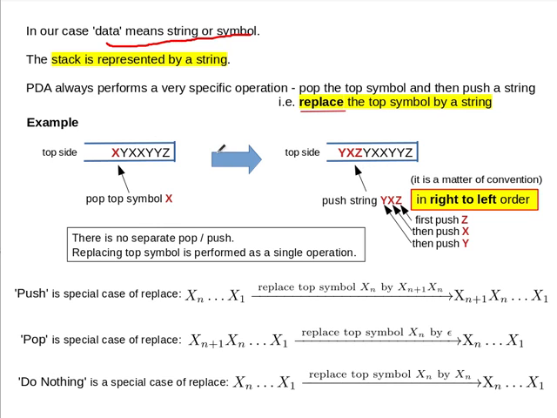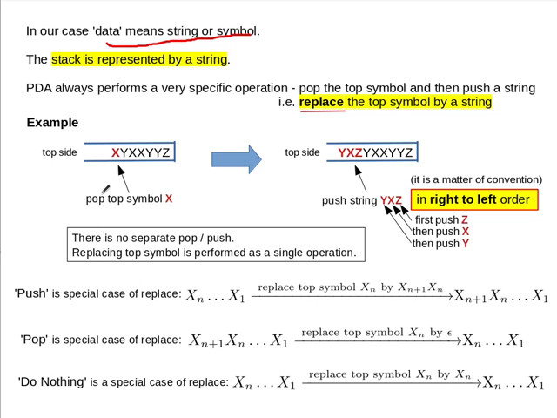Now this operation is general enough to accommodate push or pop separately, but in a PDA we will always use this replace operation. So what is happening? We are replacing the top symbol by this string. Now in general, this is the general scenario: you just replace one symbol by multiple symbols.